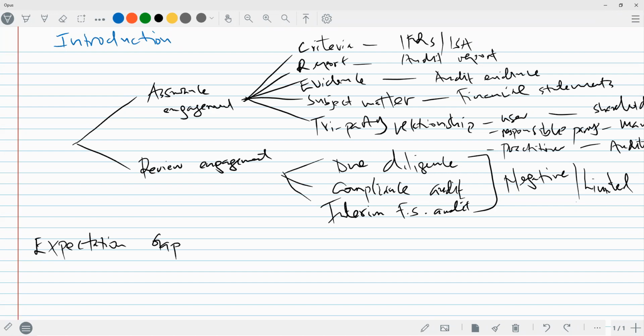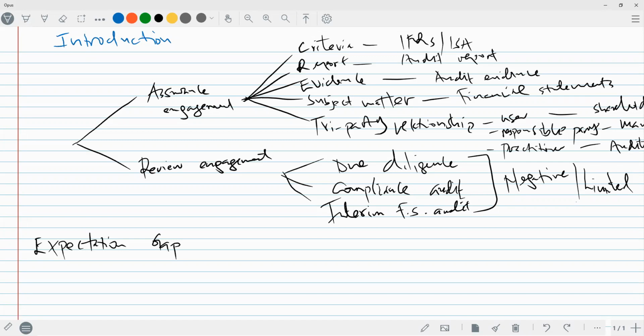Now, that is what we call the expectation gap. What the market perceives you normally do is different from what you actually do as an auditor. The opinion you give, they might take as the gospel truth, but essentially that's not the case. This is the misperception of what you carry out as an auditor.